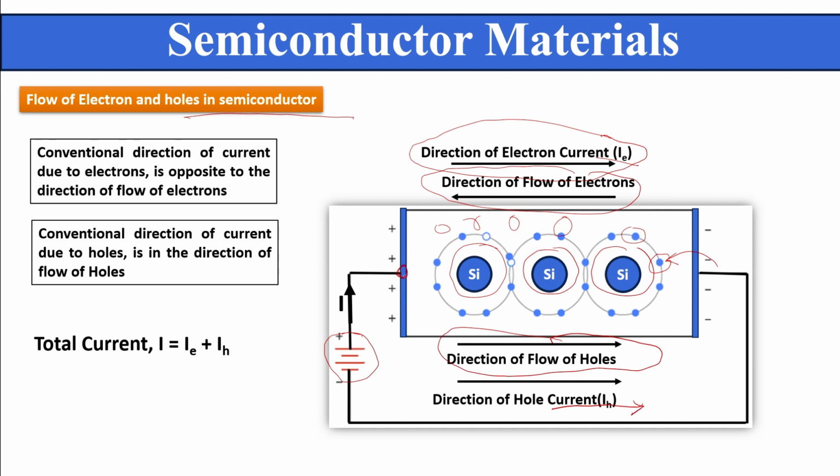If we apply KCL at this point, I is the total incoming current, and IE and IH, the current due to the electrons and the current due to the holes, are the leaving currents. So the total current is IE plus IH, the sum of the current due to electrons and holes. So in semiconductor material, the current is always caused by two kinds of carriers: one is the hole and the other is the electron.